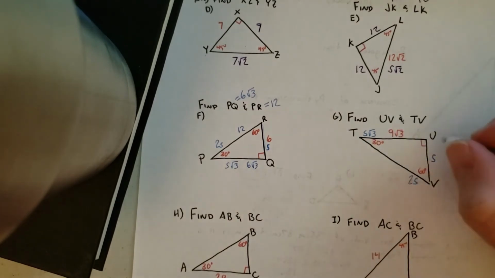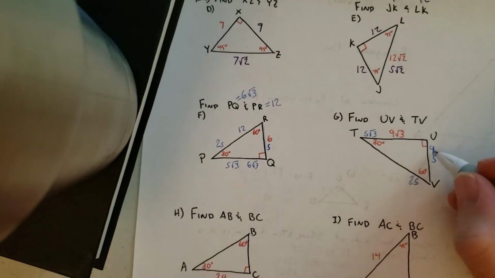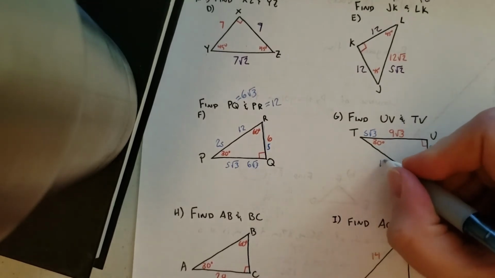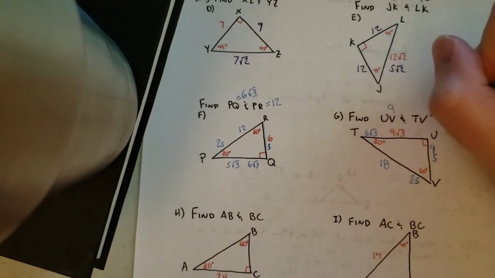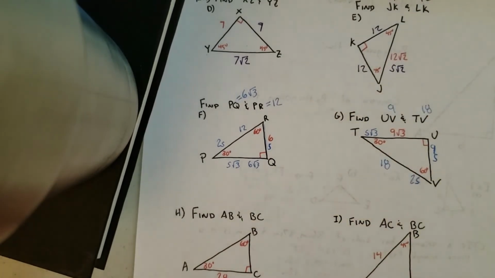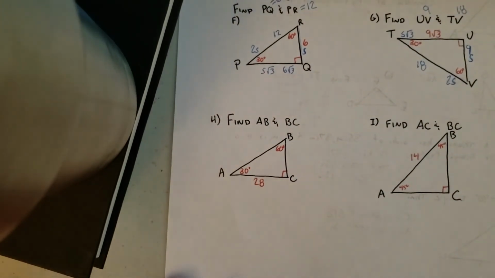So what's s? s is 9, which means what's going to be my hypotenuse? 9 times 2, which is 18. So UV is 9, TV is 18. All right, let's look at our last couple of examples.